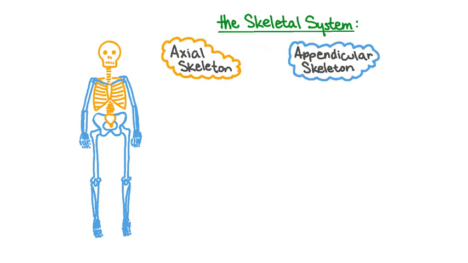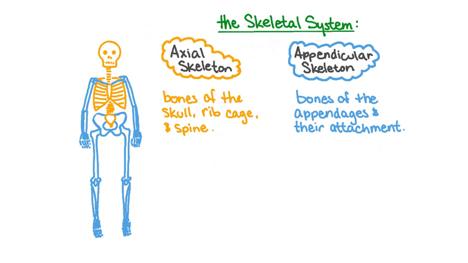The human skeletal system is often divided into two sections, the axial skeleton and the appendicular skeleton. The appendicular skeleton contains the bones of the appendages. In humans, those are the arms and the legs. The appendicular skeleton also contains the bones that are responsible for connecting these appendages to the torso.